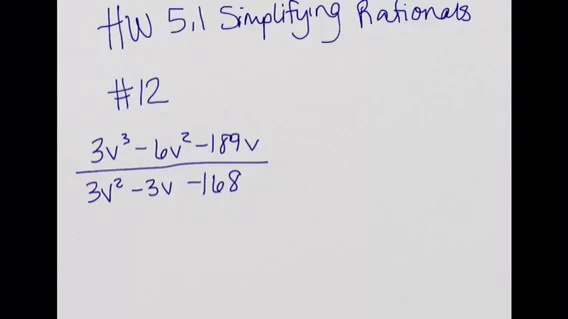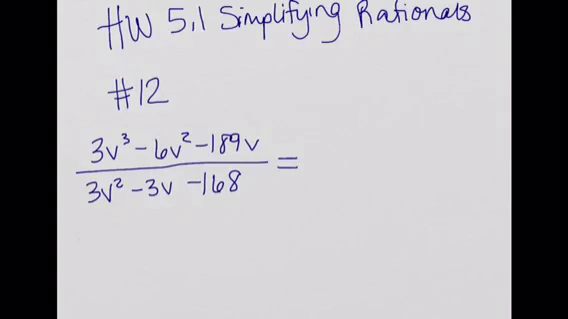Okay, so here's homework 5.1, simplifying rational expressions, and I chose to do number 12 for you. So what I did is I wrote out the problem here, and I see that all of my terms are being subtracted from each other, so I can't cancel any of the terms out until I have factored this. So the first thing I'm going to do is see if any of them have a GCF that I can pull out to help make the problems a little bit smaller.